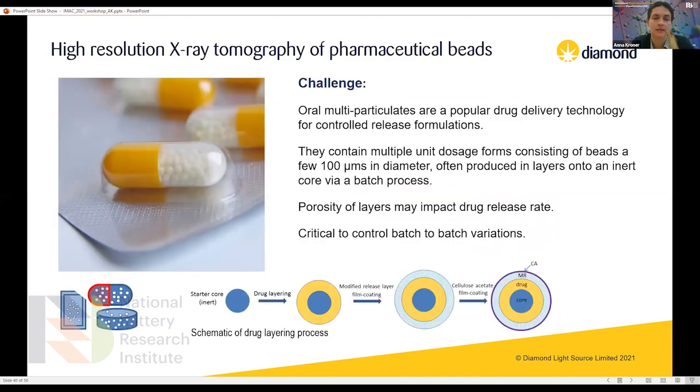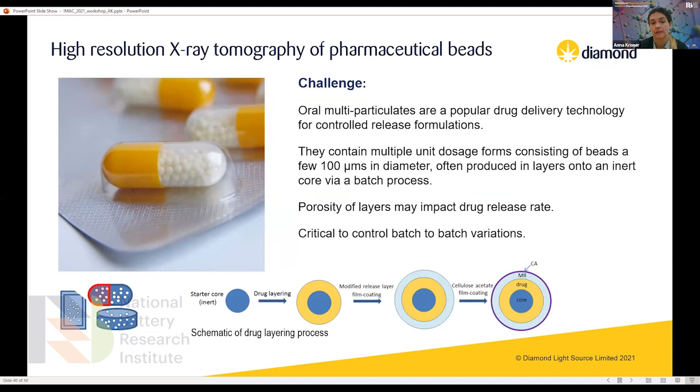I have one case study where the pharmaceutical company Pfizer used X-ray imaging to solve their problem. This company was very much interested in studying the porosity of the beads. This is the drug, which is in the form of beads. They wanted to understand the layering process, because they discovered that different batches of the sample were giving different release rates of the drug.